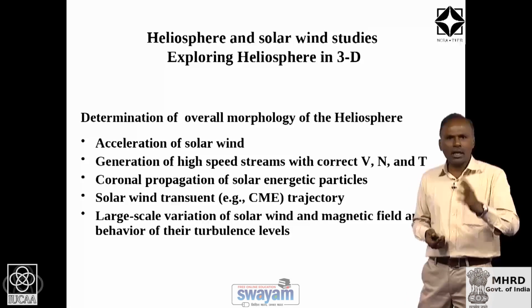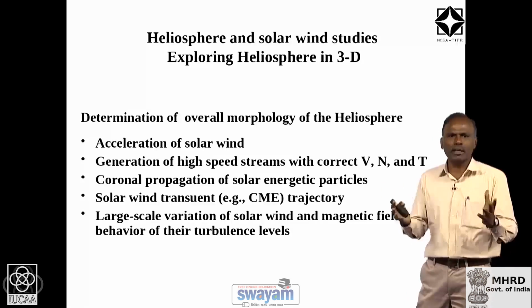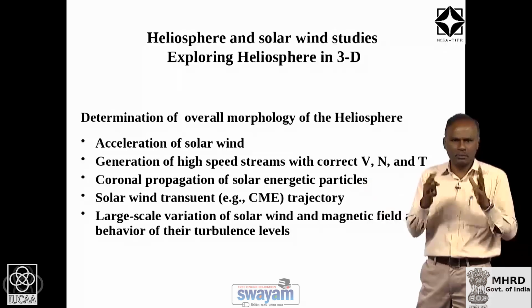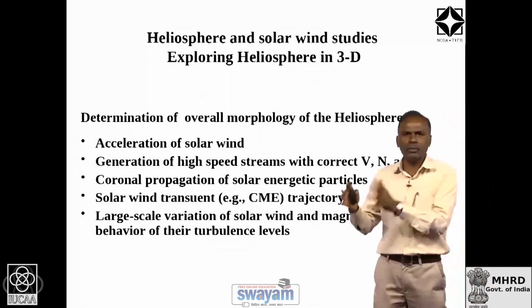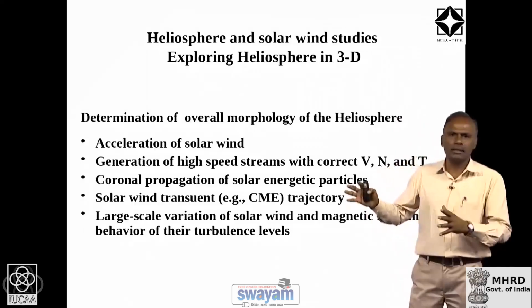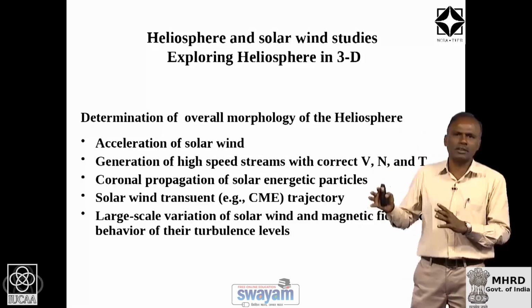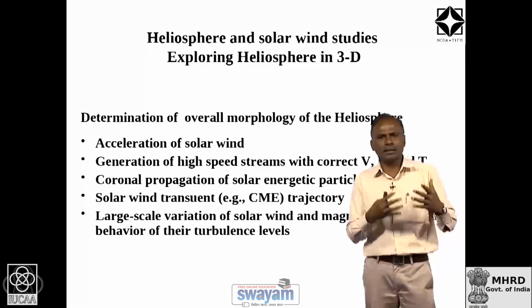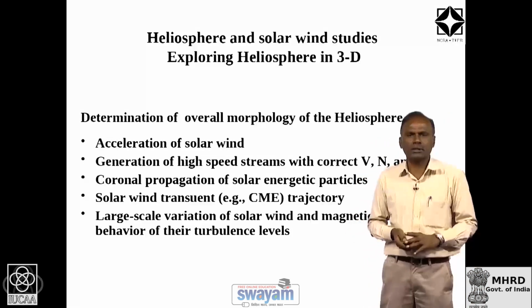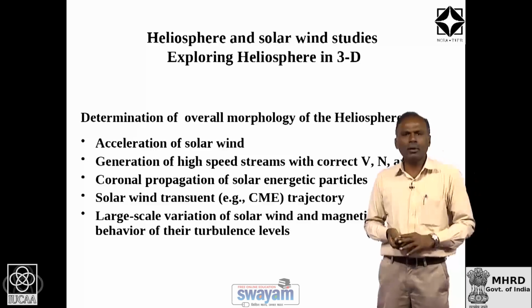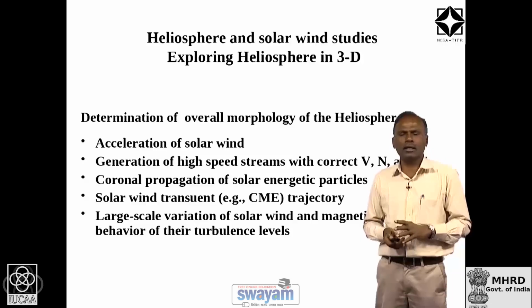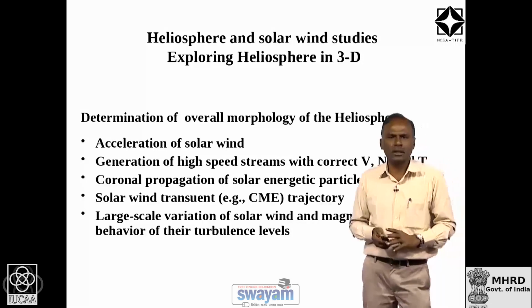How do they originate, and what is their trajectory or propagation path? We also study the large scale variation of the solar wind and magnetic field and their behavior in interplanetary space. For example, the large scale variation of solar wind, magnetic field and turbulence level at varying distance from the sun, as well as from the sun as a function of solar cycle. These are all important studies one needs to do to understand the global properties of the solar wind.